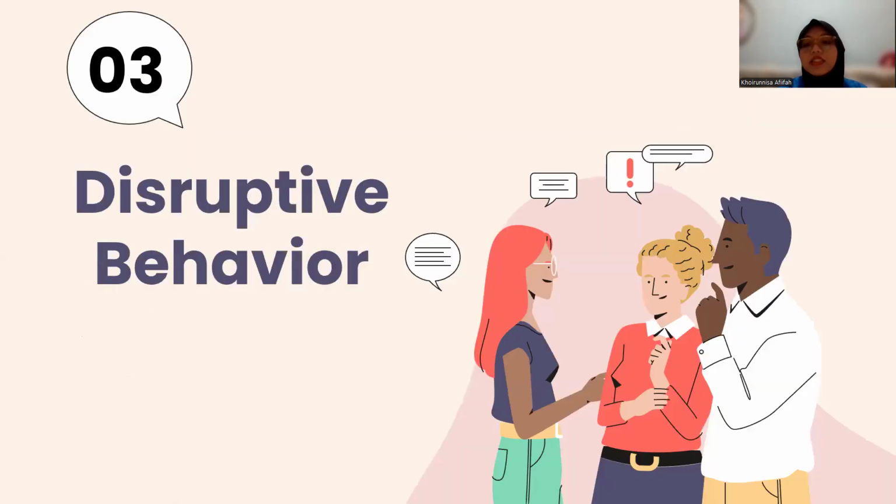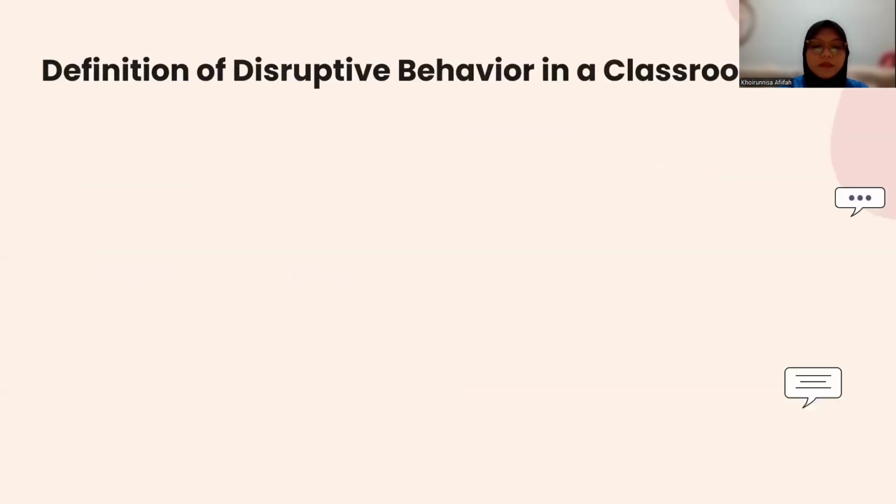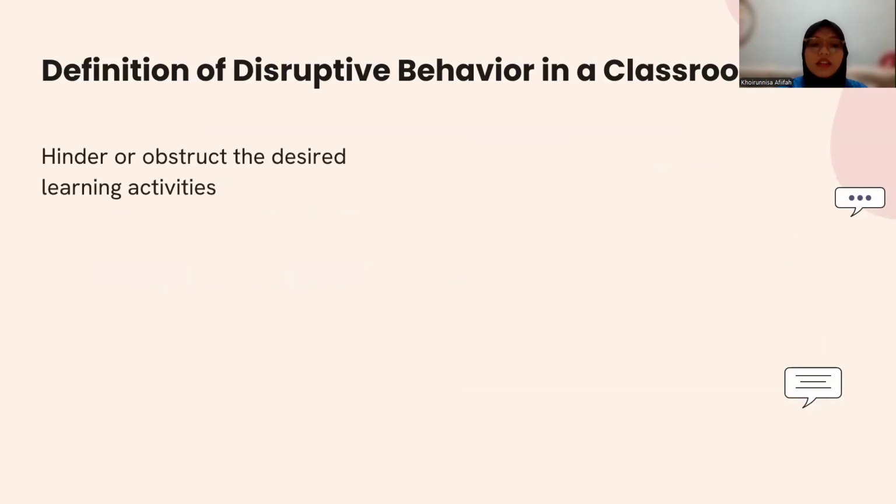And the third is disruptive behavior. So, disruptive classroom behavior refers to repeated patterns of students' actions that consistently hinder or obstruct the desired learning activities.